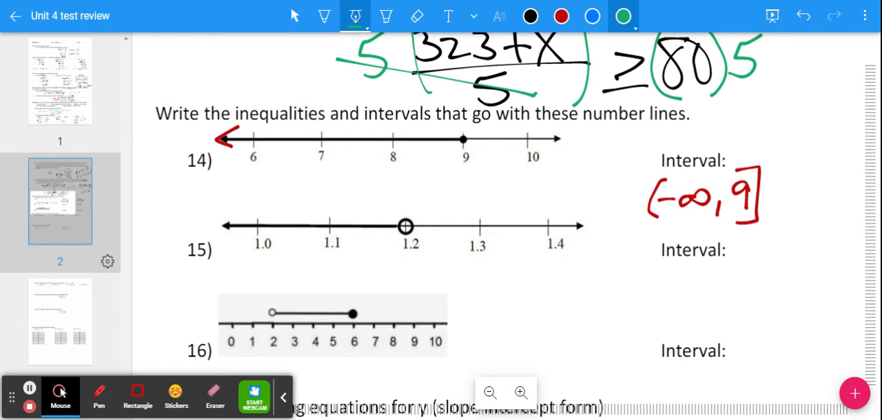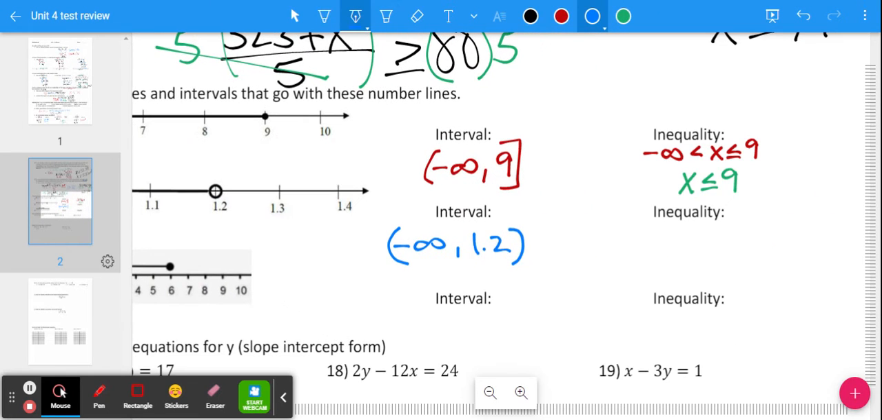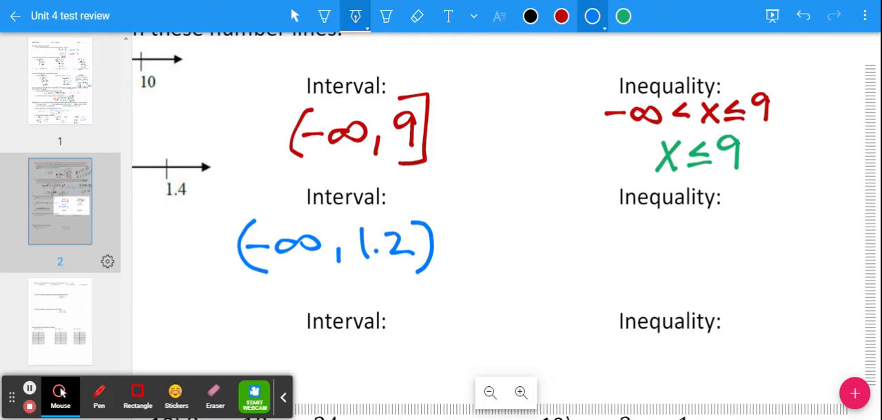So our next one, again, we have the negative infinity to the left, which always gets a parentheses, and then we have an open dot at 1.2. Because it's an open dot, we use a parentheses. So our inequality there can be written one of two ways. You can either say x is less than, not or equal to, because it's an open dot, 1.2, or you can write it as a compound inequality with negative infinity is less than x, which is less than 1.2.